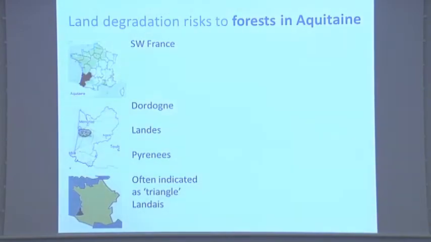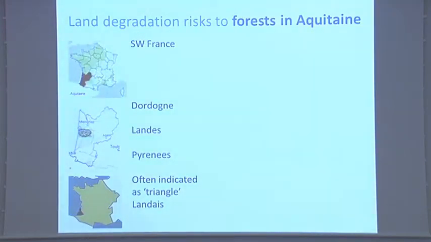Aquitaine is in the southwest of France. It's 5 departments that form the region of Aquitaine. And the larger forest areas in Dordogne and the Pyrenees are not well presented on the map. I won't speak about them, because I usually work only in this triangle in the southwest.